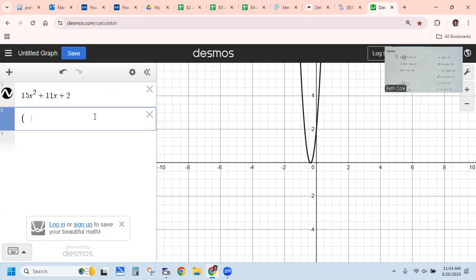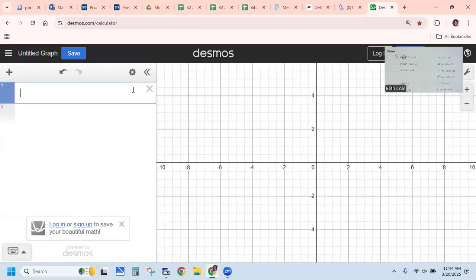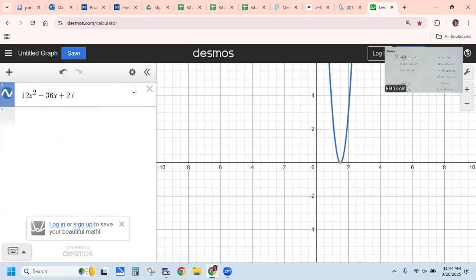Now watch, because if you look away, you're going to miss this. 3x plus 1, and then I'm going to type 5x plus 2. See how they landed exactly on each other? All right. So what I'm going to do is, how do I bring that back? There we go. I'm going to type the next problem. What is it? 12x squared? It's 36x 27. See how there's that U shape there.